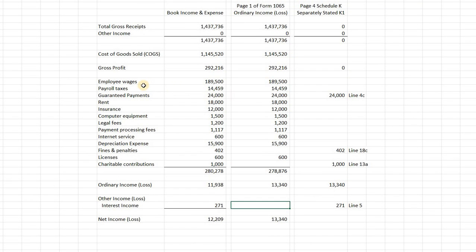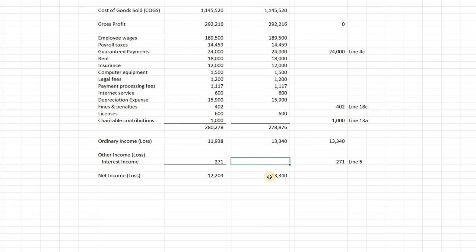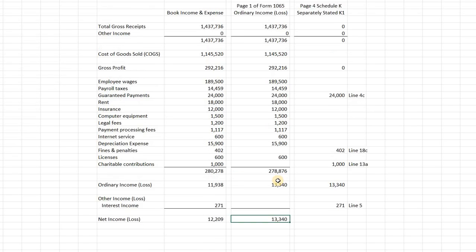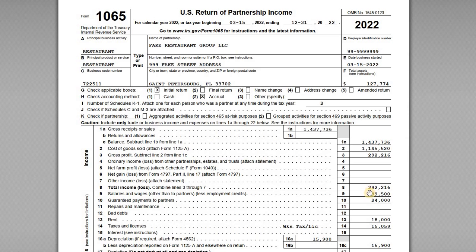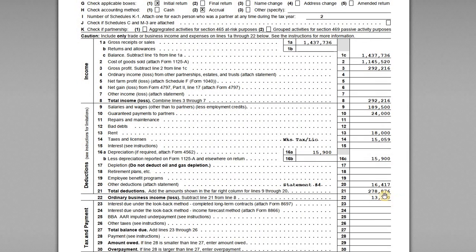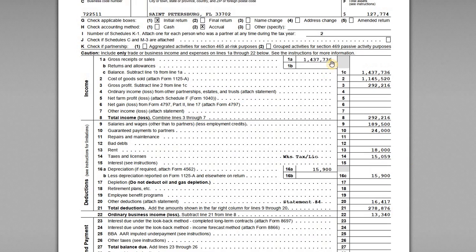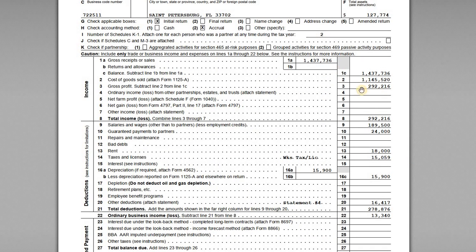So once we enter the appropriate expenses that should be included, the net income or loss that we're going to see on page 1 is going to be $13,340, right? So $13,340, that's the piece I have here, right? So we've entered the gross receipts. The cost of goods sold is coming from 1125-A. I'll jump down to that really quickly.